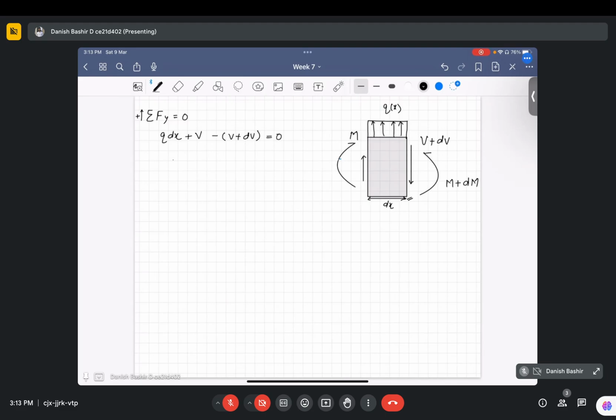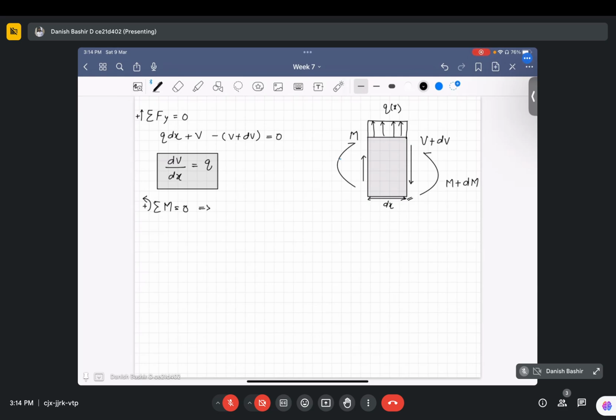If we evaluate, we will see that the variation of the shear force with respect to length, dV by dx, is given by the distributed load. You know this from strength of materials concepts. Then we take one more equilibrium condition, summation of moments equal to 0, in which I will take anticlockwise moments to be positive.